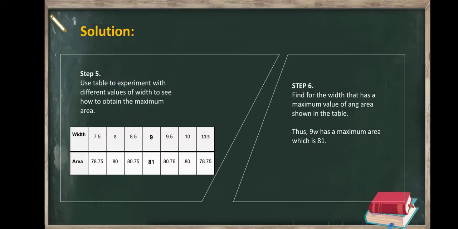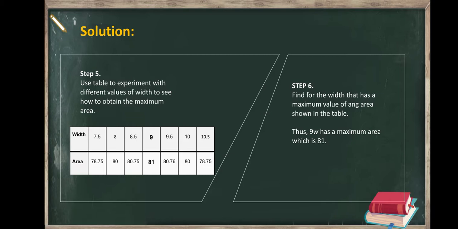Step 5, we need to use a table to experiment with different values of width to see how to obtain the maximum area. We try 7.5. The area is 78.75. When we have a width of 8, this will give us 81. Width of 8.5, this will give us 80.75. Width of 9, this will give us 81. So this is the maximum area among all of the given table of experiments.